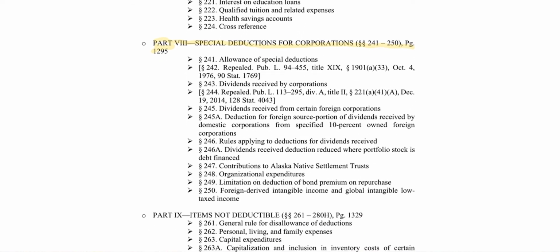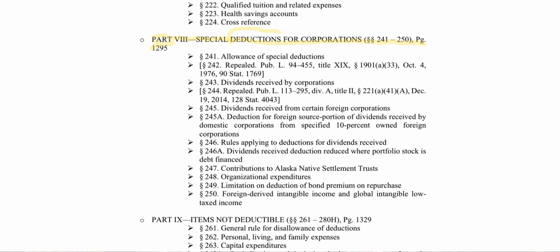Let's just read some of these because, look, deduction. So outflow, right? Good. So 241, allowance of special deductions. 243, dividends received by corporation. We don't have a dividend. 245, dividends received. 245, deduction for foreign source portion. No. 246, rules applying to deductions for dividends received. No. 246A, dividends received. No. 247, contributions to Alaska. No.